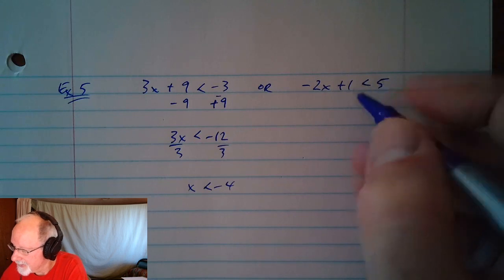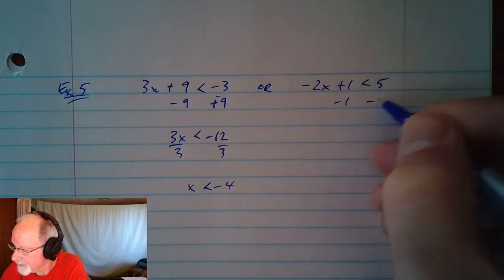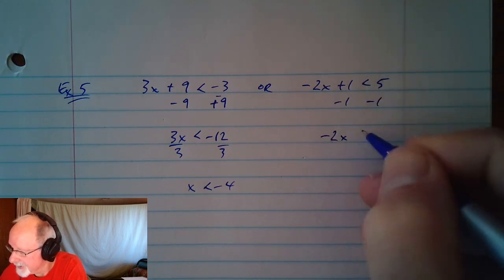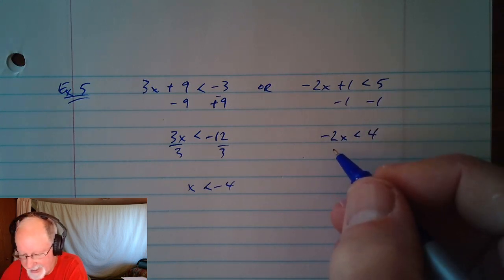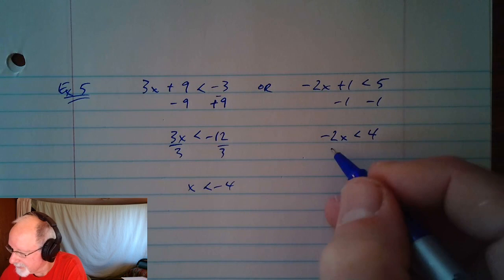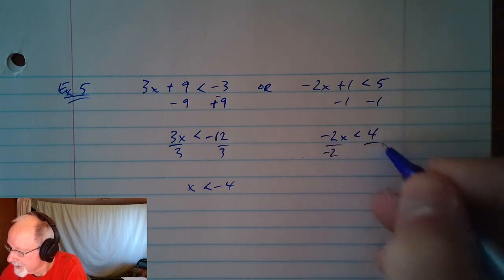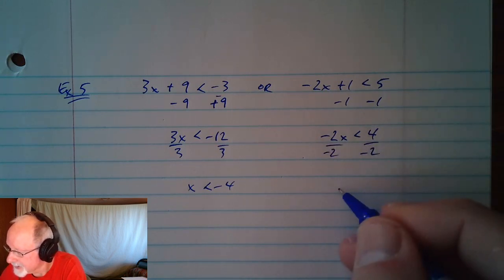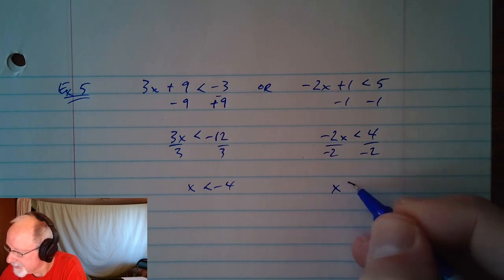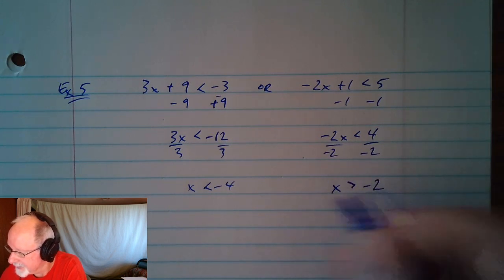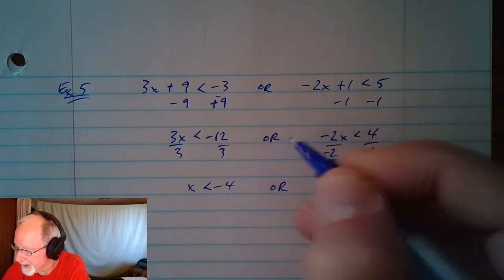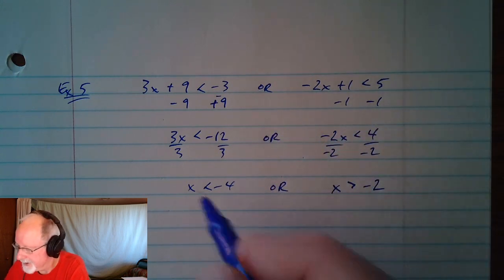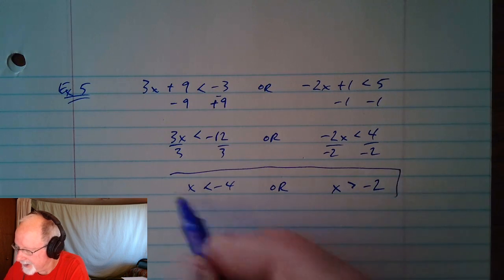And then I'll go and do this problem as well. So subtract the 1, I get -2x less than 4. And now I'm dividing by a negative number, so that's going to reverse the inequality symbol. So here I'm going to get x is greater than -2. The word or is connecting them. I didn't write it every time, but you could. And so this is your final inequality.